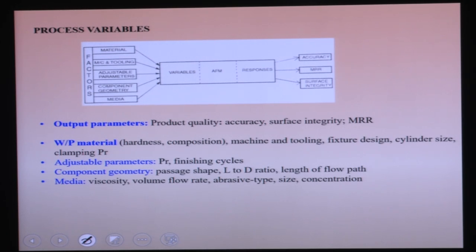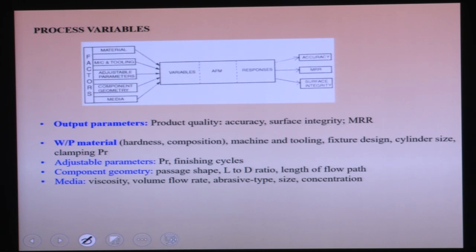What are the different input parameters? Input parameters, you can see, are workpiece hardness, so the hardness and composition of the workpiece material. Now machine and tooling, what kind of machining you are doing and what kind of tooling you are making, and then fixture design, cylinder size, clamping pressure. All these are input parameters for the workpiece material.